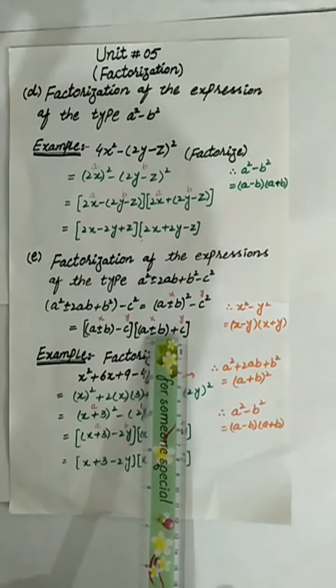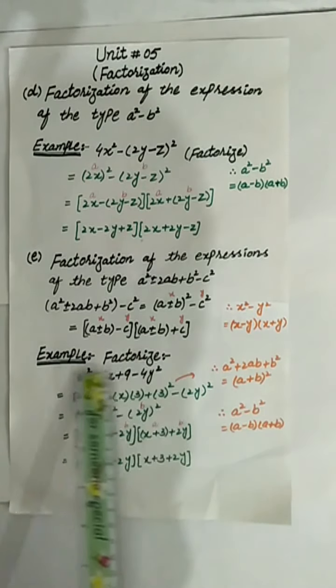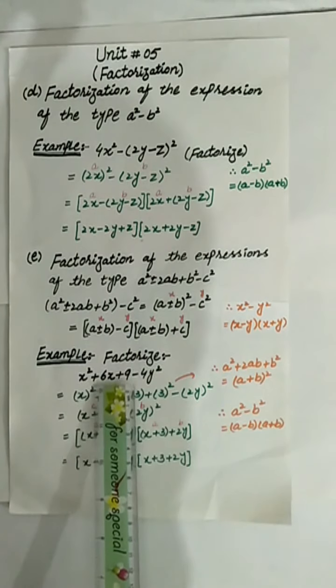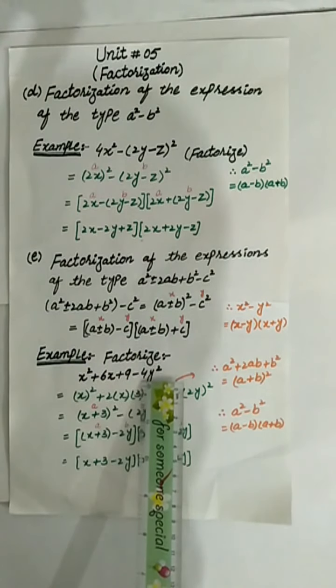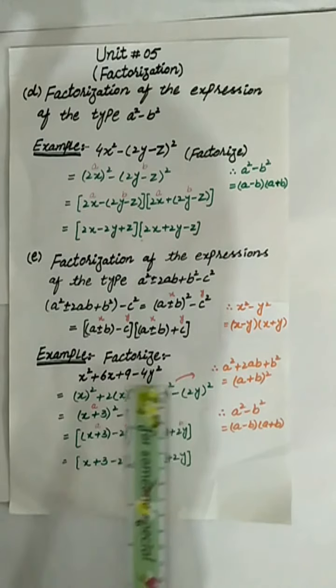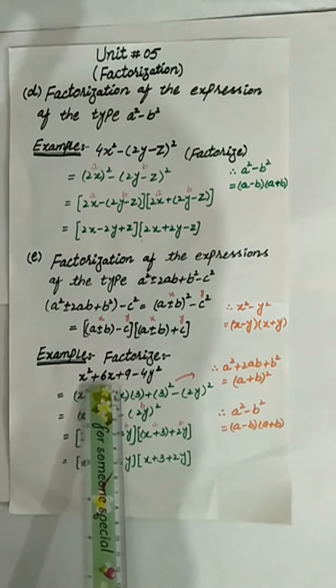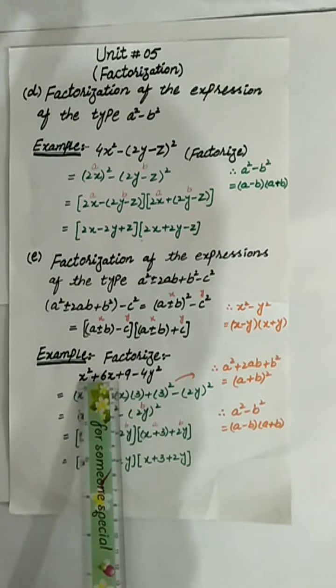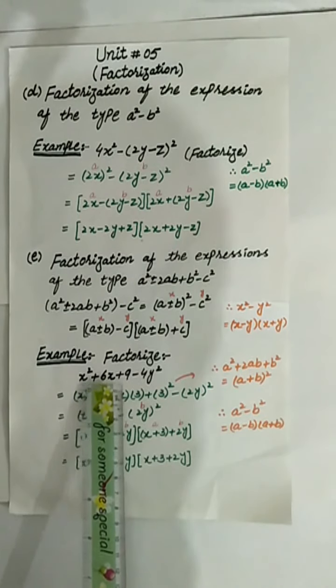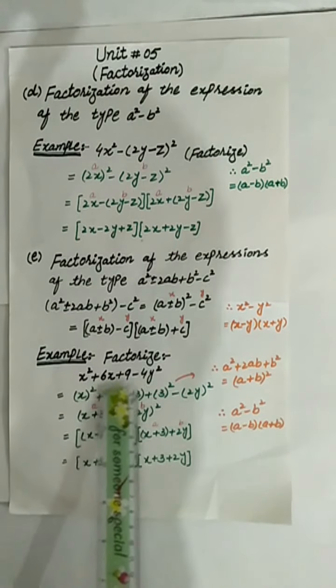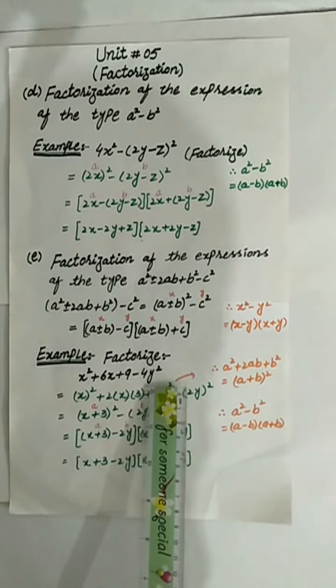Now we take an example related to this type of factorization, which is: factorize x square plus 6x plus 9 minus 4y square. Here first we will complete the square according to x, because there are two terms of the variable x and only one term of the variable y.